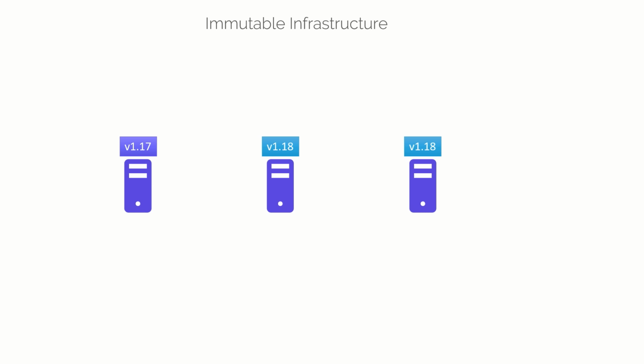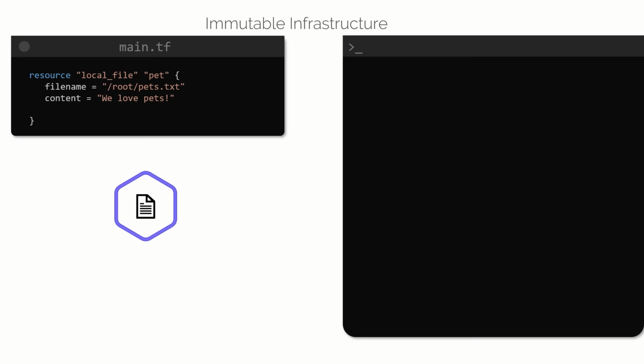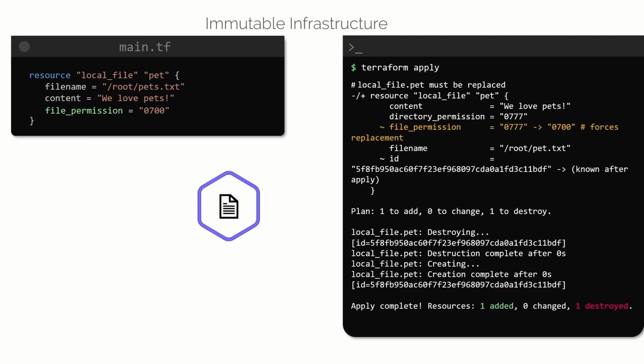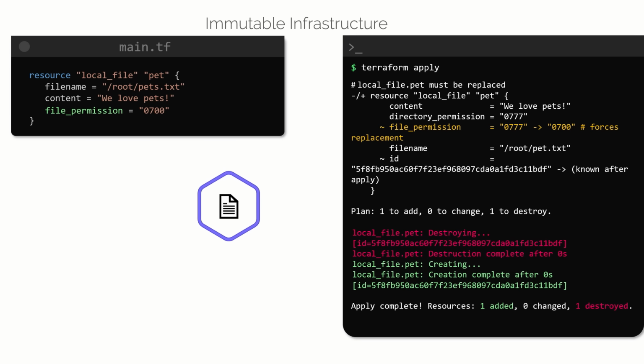Terraform as an infrastructure provisioning tool uses this approach. Going back to our example, updating the resource block for our local file resource and changing the permission from 777 to 700 will result in the original file being deleted and a new file being created with the updated permission. By default, Terraform destroys the resource first before creating a new one in its place.